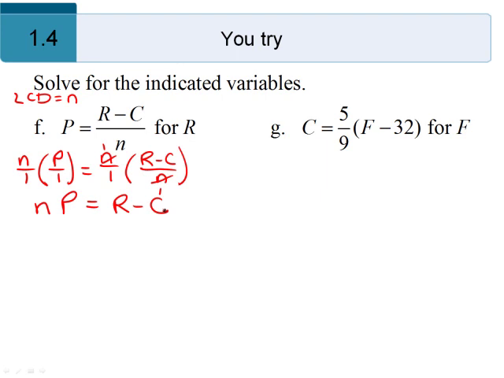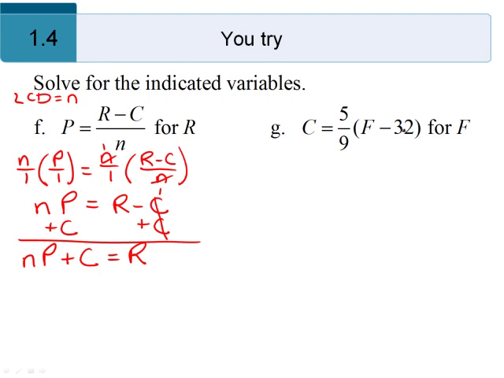Now, halfway through you can't even remember what you're solving for. So remember, we're looking for R. To get R all by itself, I need to get rid of negative C. So I'm going to add C to both sides. On the left, I have NP plus C, equals R, and the C's are gone. Now, is the R by itself? Yes. So you're done.